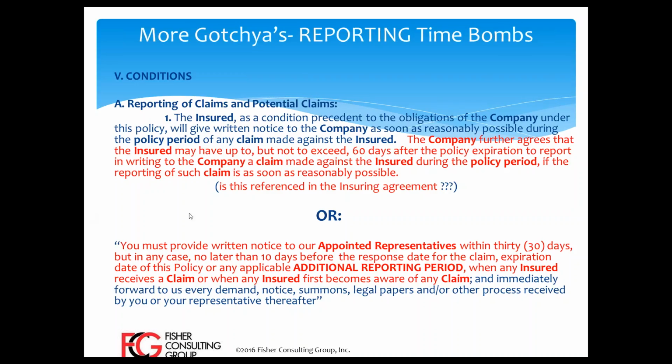Now, another problem is what I call the time bomb. We know that these policies are claims made. We know that there's a requirement to report the claim during the policy term. That could be 6 months, 9 months, a year down the road before the policy expires. But some policies have an internal time bomb requiring that once you know about a claim, once you've been served, or once you have received a notice, you've got to report that within 30 days. So it's not really a claims made and reported form. It's a claims made and reported in 30 days form, or 60 days. And I've even seen it go as far as 90.